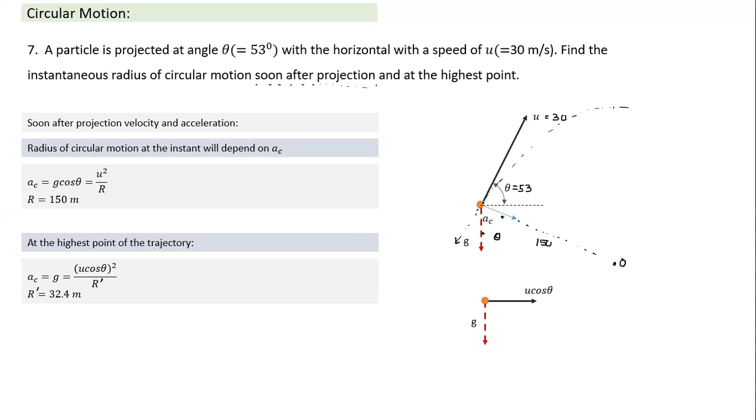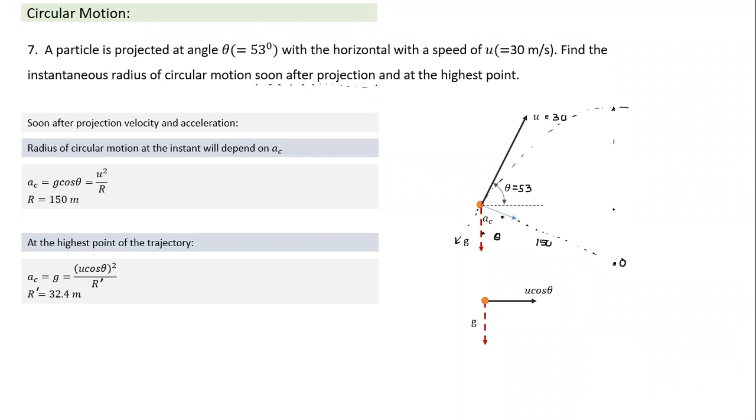So radius of curvature, as it moves from the point of projection to the highest point, keeps on decreasing. And you can get some variety of questions. They can also ask what is the value of theta so that at the highest point, the center of curvature is at the ground. If you have this kind of question, at the highest point the center of curvature is at the ground, how would you solve that question?